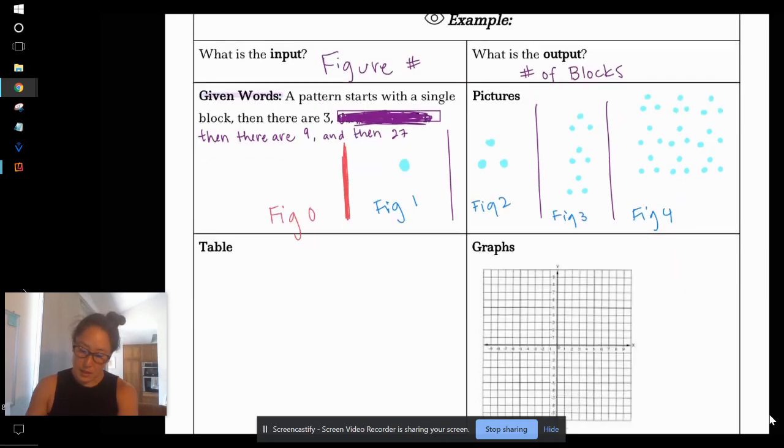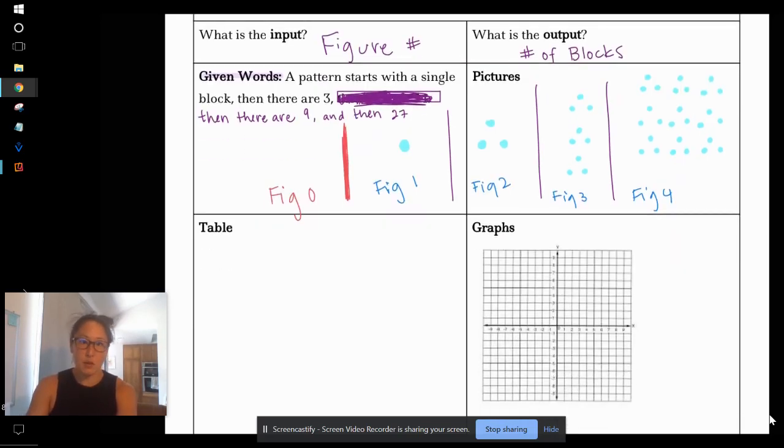Okay, a table is just another way to organize our inputs and our outputs. So I'm going to make a two-way table. The input, which is usually the X, represents the figure number. The output, which is the Y, often represents what we're measuring. So in this case, it's the number of blocks.